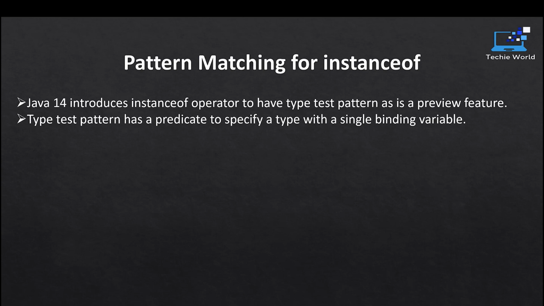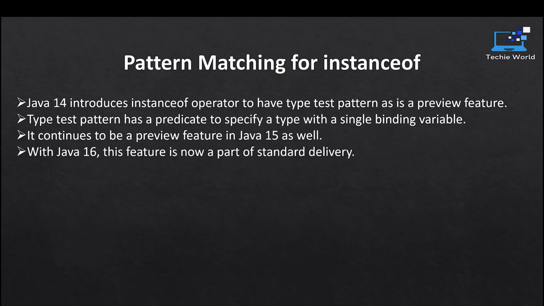Now, the second point about pattern matching is that a type test pattern has a predicate to specify a type with a single binding variable. Now, what does the second point mean? I'll explain it when I explain the code. The third point is that it continues as a preview feature in Java 15 as well. Now, with Java 16, this feature is a part of standard delivery.